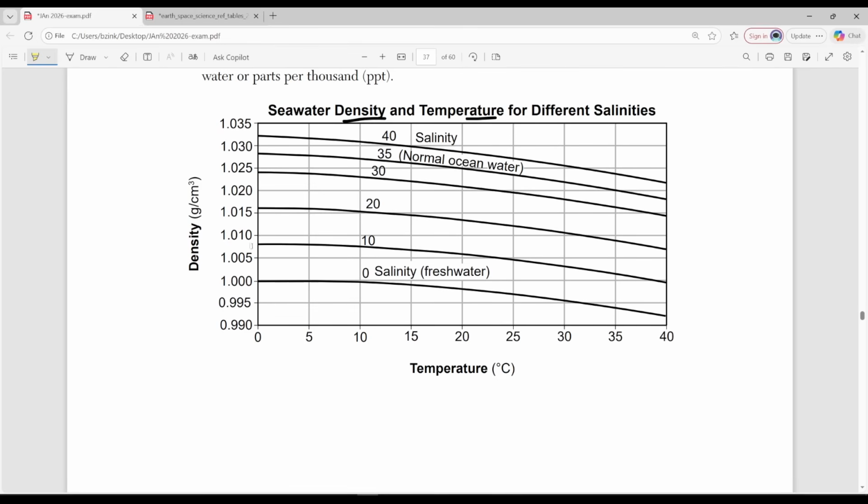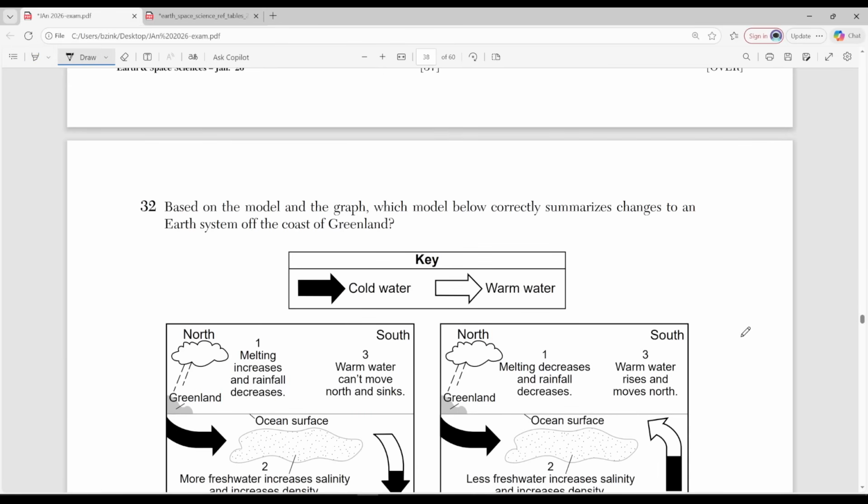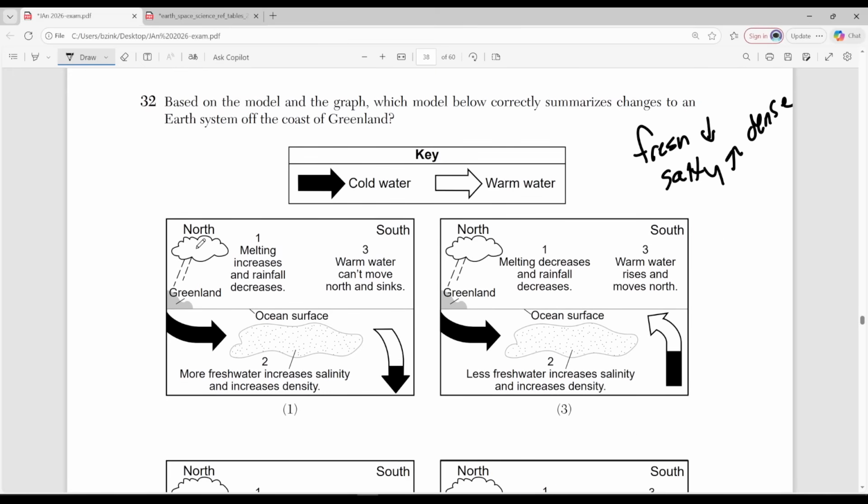Okay, let's just see. So this is saying the density is higher. Density is higher with the salt. Density is low with fresh. So I'm going to write that here just so I can remind myself. So fresh water is lower density and salty is high density. Just so we have that here as we look. So let's see. More fresh water increases salinity. That makes no sense. Less fresh water increases salinity. Yes. And if there's more salt, it's more dense. So that statement is right.